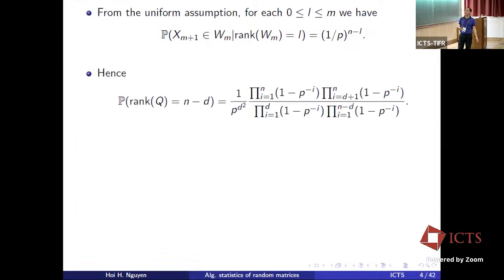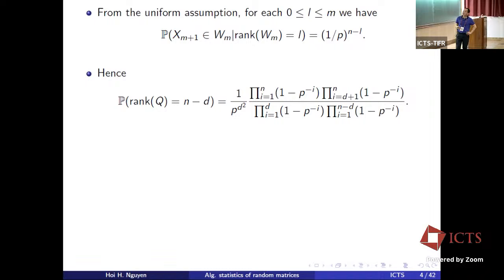So putting everything together, we can calculate the probability that the rank of the final matrix is n minus d by adding all those possibilities. Namely, having co-rank d means that in this column exposure process, there are d times that X_{m+1} belongs to the subspace generated by the previously exposed columns. We sum over that and we get a rather ugly formula, but it is an exact formula.